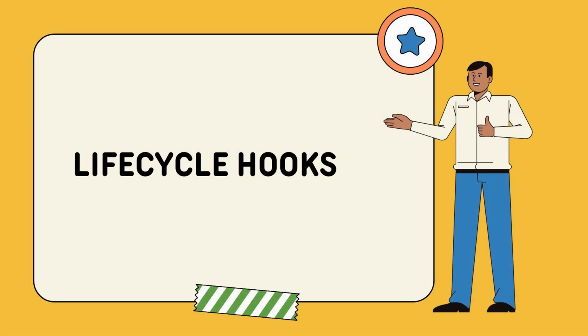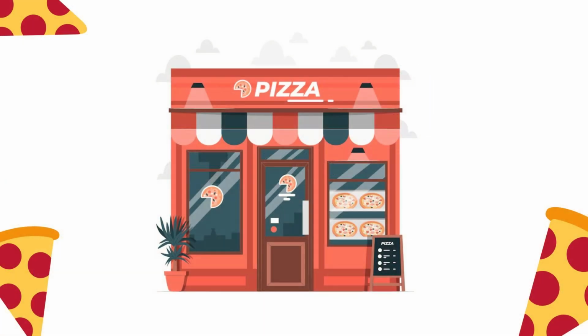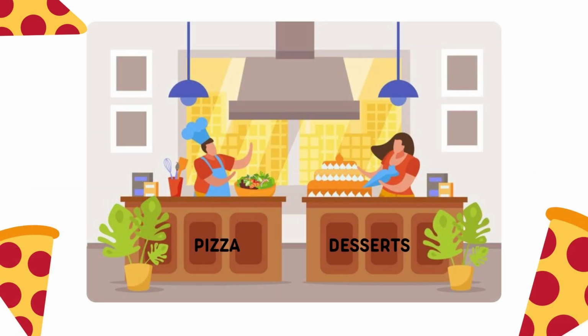In this video, we will learn about lifecycle hooks with a fun pizza restaurant example. Let's imagine you want to start a pizza restaurant. When you open the restaurant, the first thing you do is set it up. You build a restaurant, set up the kitchen, arrange the furniture, and get everything ready for customers. Once that is done, you open your counters.